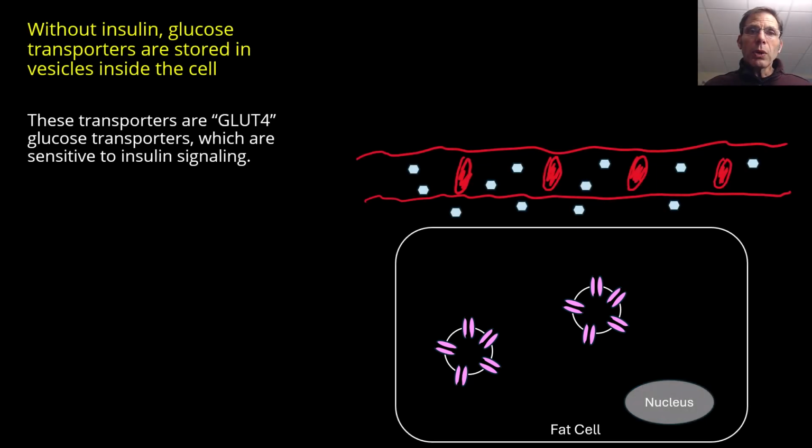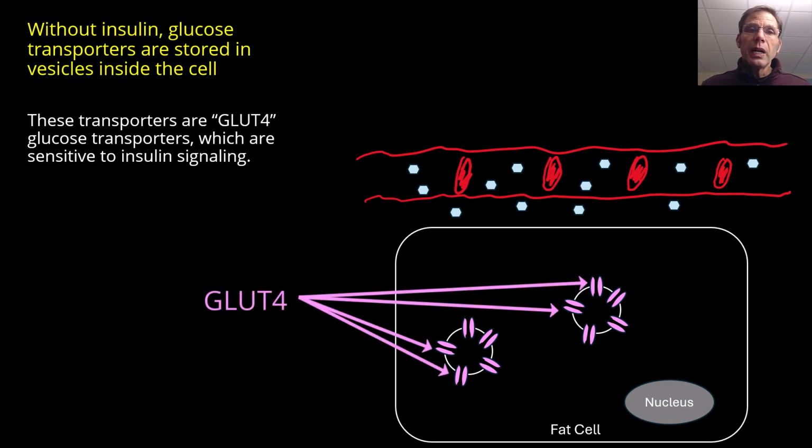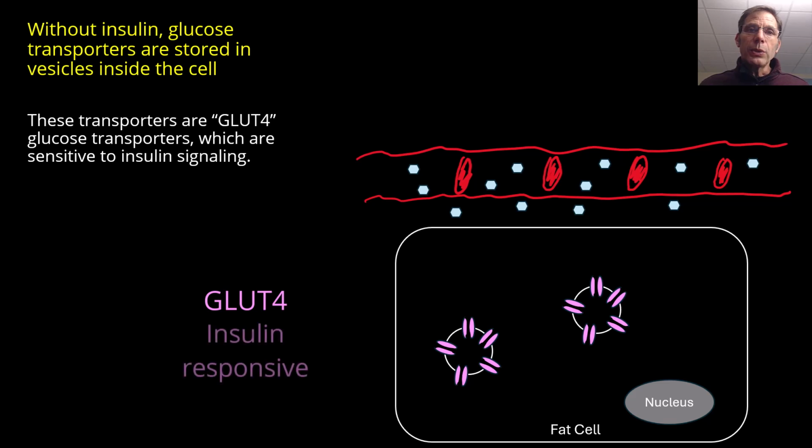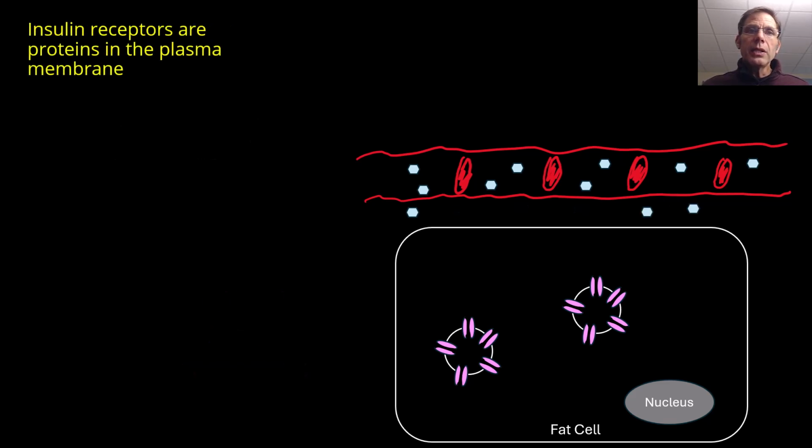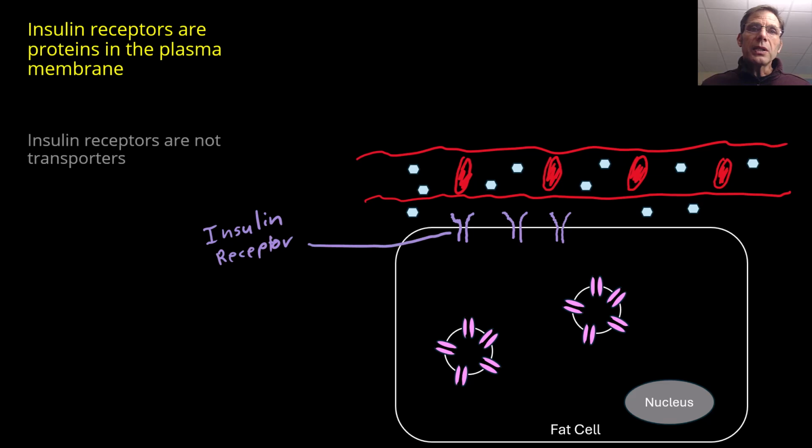Now at rest, there are no glucose transporters in the plasma membrane of this fat cell. The glucose transporters do exist, but they're in vesicles inside the cell. The glucose transporters that are in a fat cell are called GLUT4 transporters, and these are transporters that are responsive to insulin. In addition to the glucose transporters, there's another protein present in the fat cell plasma membrane, and these are insulin receptors, which I'm drawing here in purple. Insulin receptors are not transporters. So glucose doesn't enter the fat cell through an insulin receptor, but through the glucose transporter. These are separate proteins.